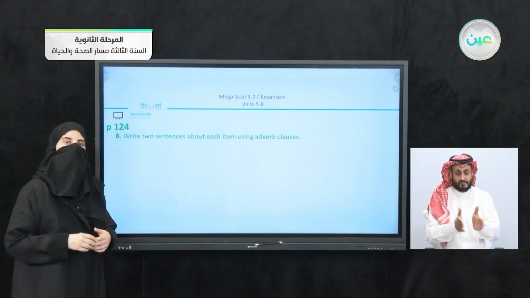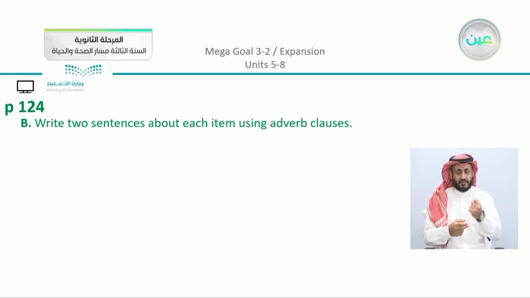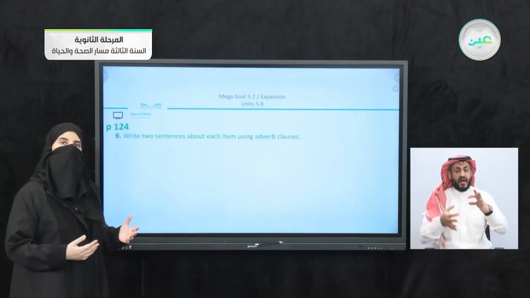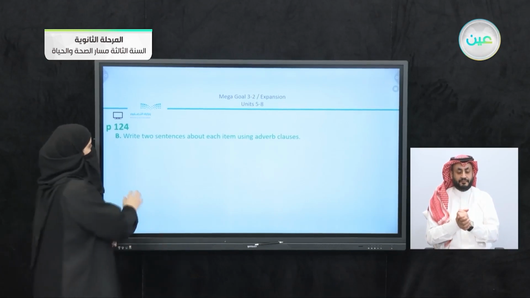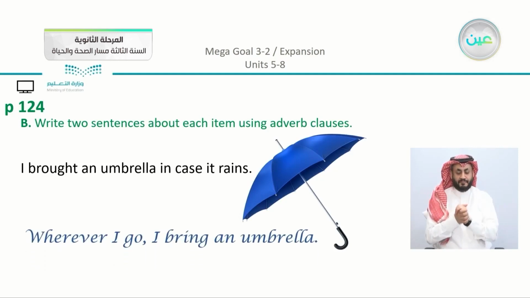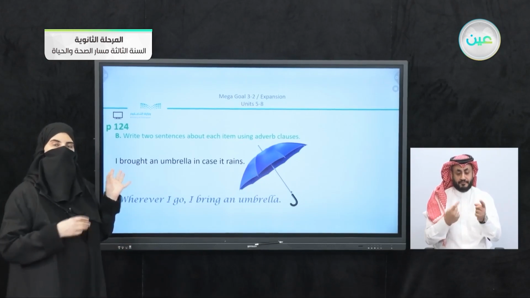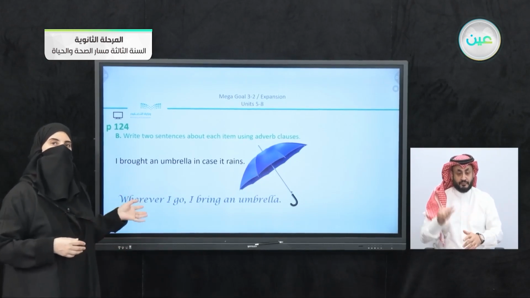Now, moving on to our second exercise, we have B. Write 2 sentences about each item using adverb clauses. So we are still using the same adverb clauses that we recalled before, but we have some pictures and we're going to write 2 sentences about them. Now, we have, I brought an umbrella in case it rains. And I can say, wherever I go, I bring an umbrella. So in the first sentence, there is the conjunction in case, and we have also wherever.